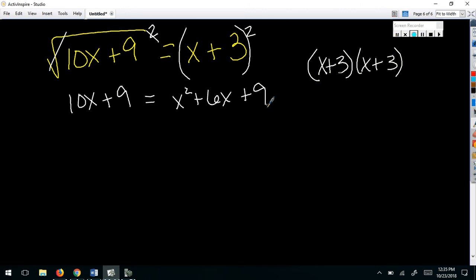Sure. Wait, just a minute. Do I need to FOIL it out for you? Yeah. No. 6x. Oh, we're using that. Never mind, I got it. So now you just do it. Combine. Just do it.